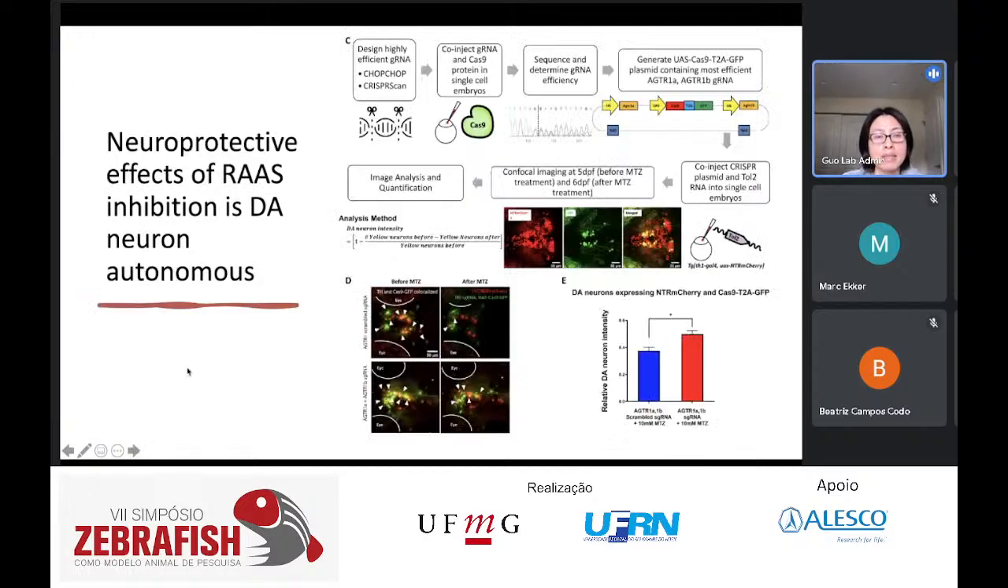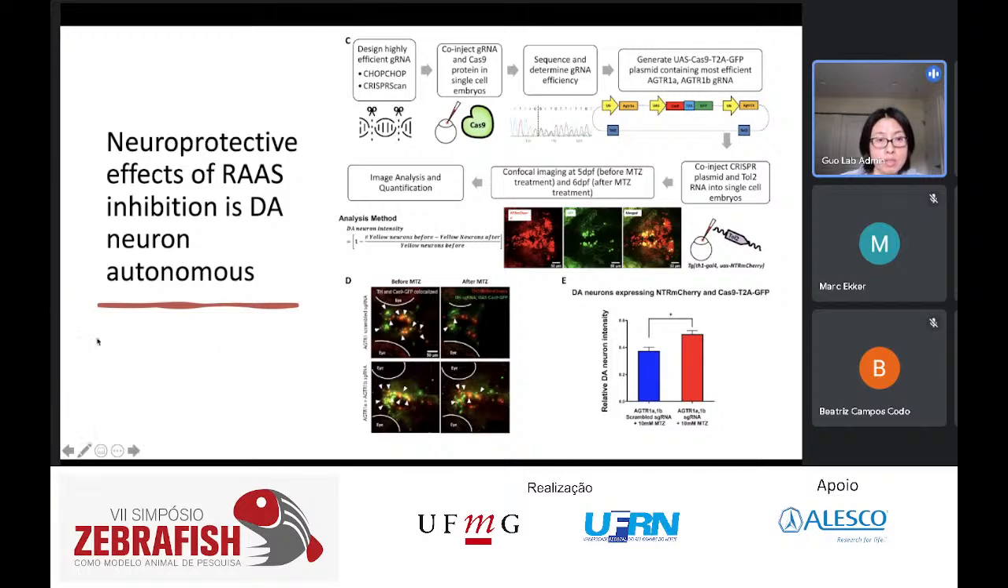So what is the mechanism of RAS inhibition in dopaminergic neuron protection? The question that we asked is whether inhibition of RAS signaling specifically in dopamine neurons will be neuroprotective. This will allow us to determine whether it's actually the neuronal or the brain RAS that's playing a role, or whether it's the circulatory RAS.